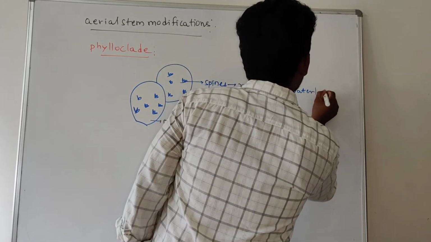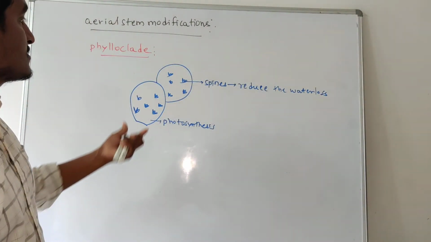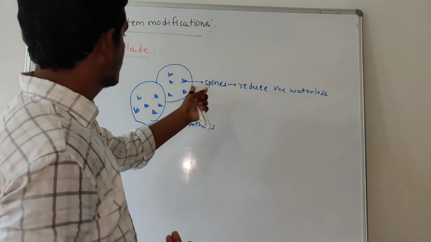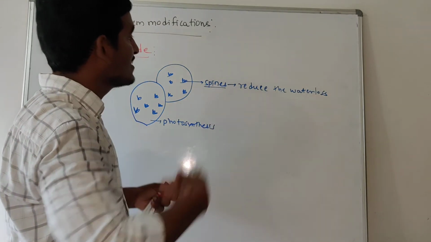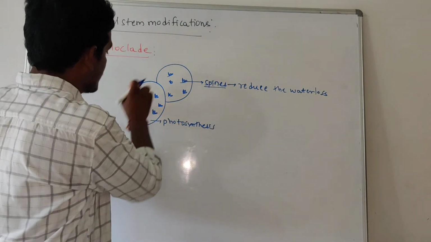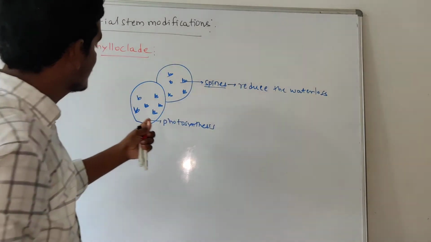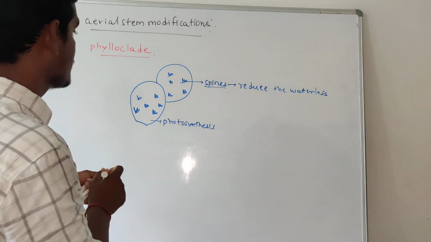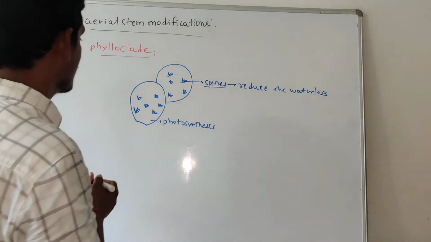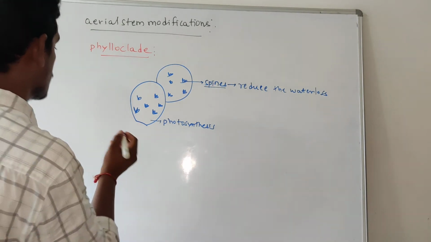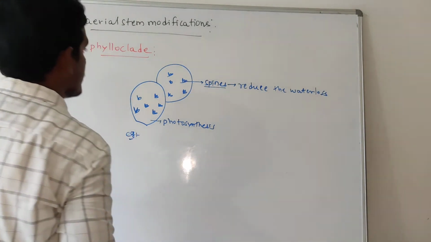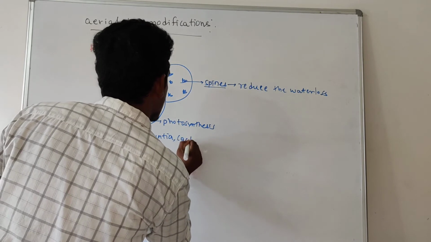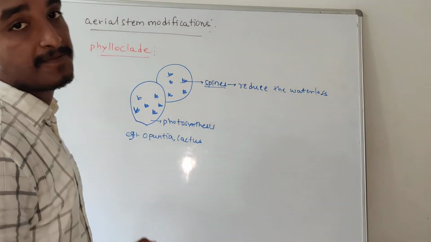Why do they want to reduce the transpiration? Because these plants are mainly found in water deficient areas and drought conditions. That's why the leaves are modified into spines, so it can easily reduce the water loss. Here the stem is modified into a flat structure and is green in color, so it can perform the photosynthesis process. What are the examples for phylloclade? Here the examples for phylloclade are Opuntia and the cactus plant.